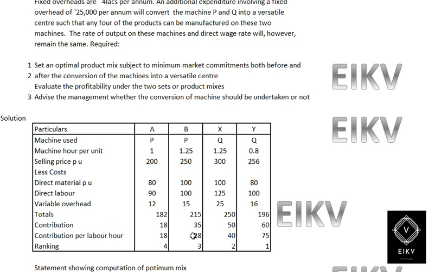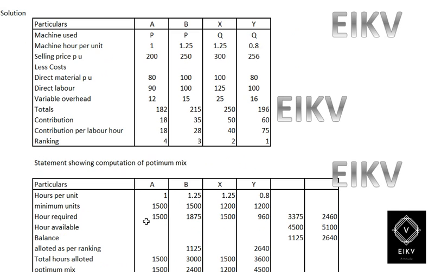After getting the contribution per hour, we analyze it, and the highest value should be ranked 1, the second highest as rank 2 and so on. When we check this, you can understand that product Y has the highest contribution per hour, the second rank is for X, third rank is for B, and fourth rank is for A.